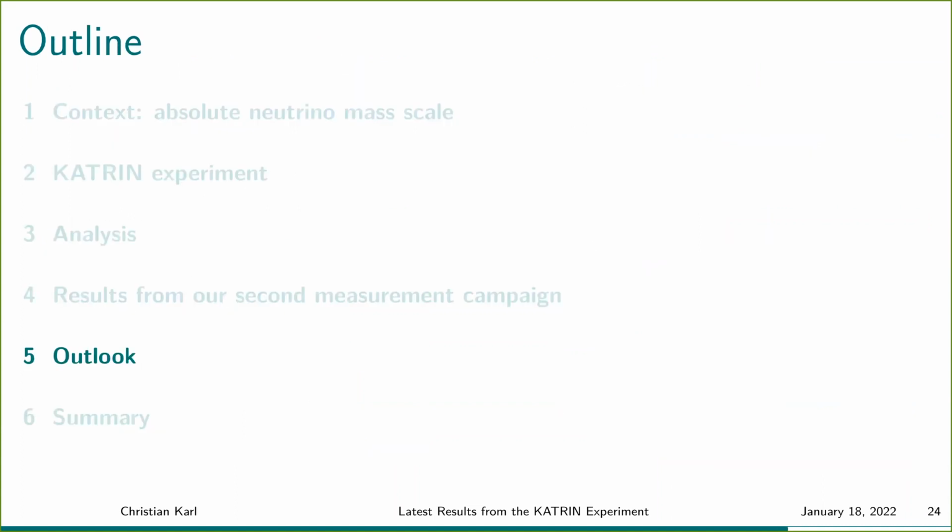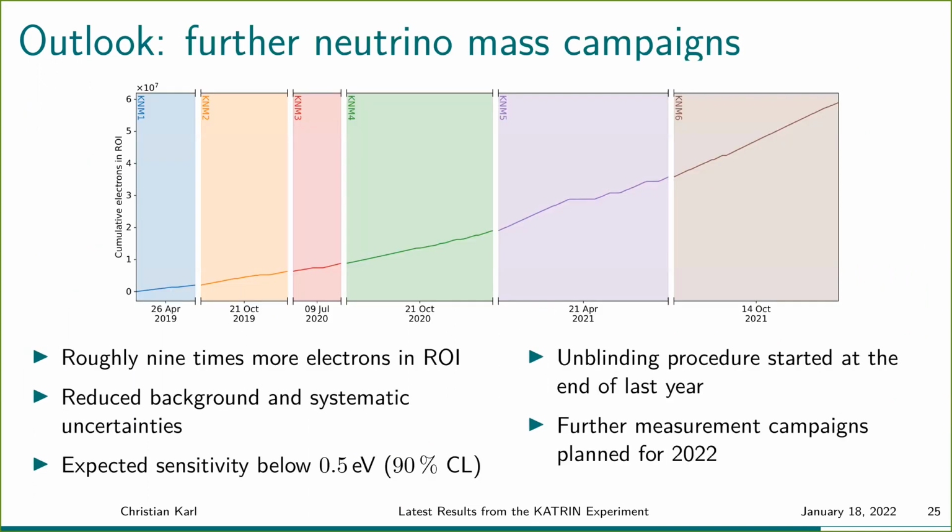After these nice results, I would like to give you an outlook of what is to come from KATRIN. So we already have much more data, and this is shown here in the plot over the cumulative electrons. So in blue, the first, in orange, the second campaign, and you can see we've already taken data for 4 more measurement campaigns. And if we sum all of this up, we basically have 9 times more electrons in the region of interest collected already.